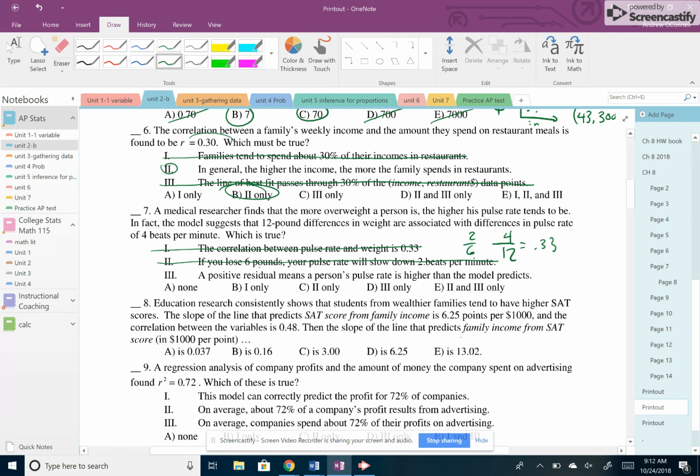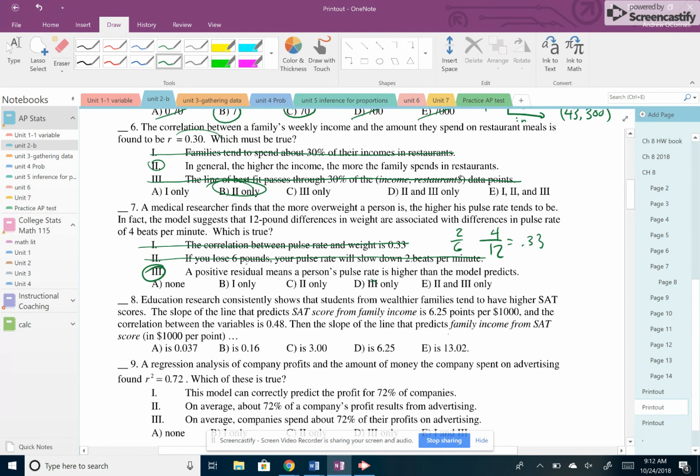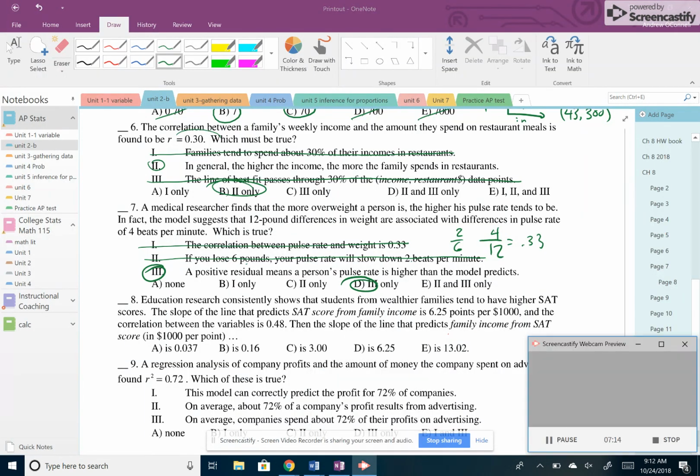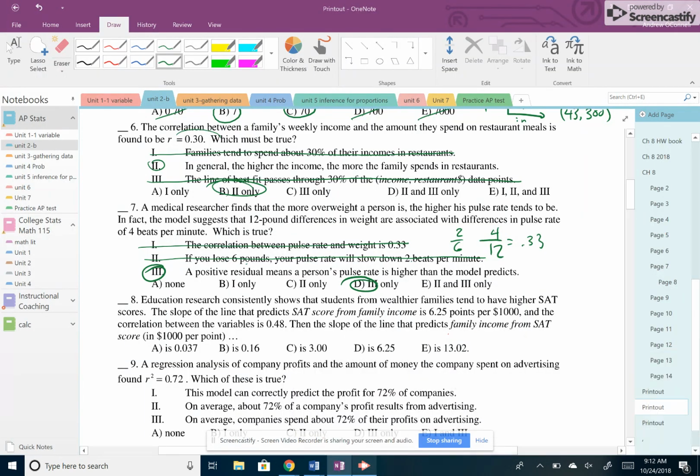3. A positive residual means a person's pulse rate is higher than the model predicts. That is like the definition of residual right there. So I'm going to say yay on that. How much time do I have on here? 7. Oh, good. Okay.